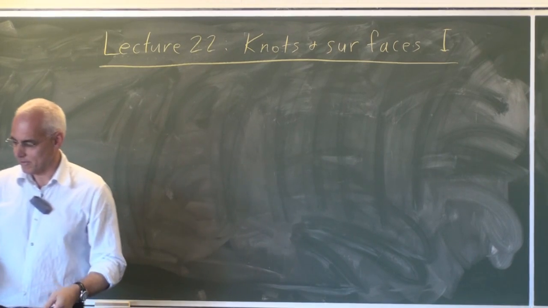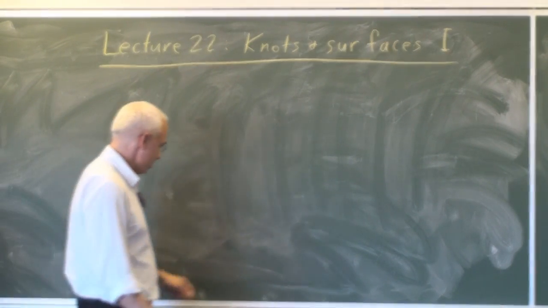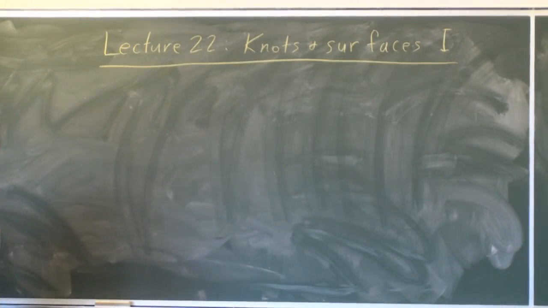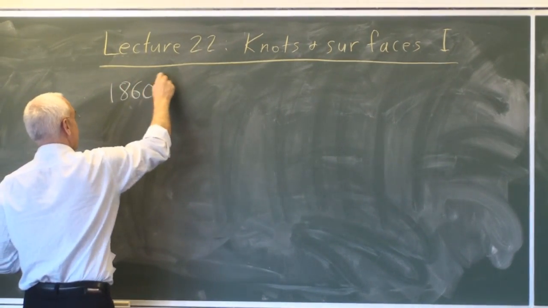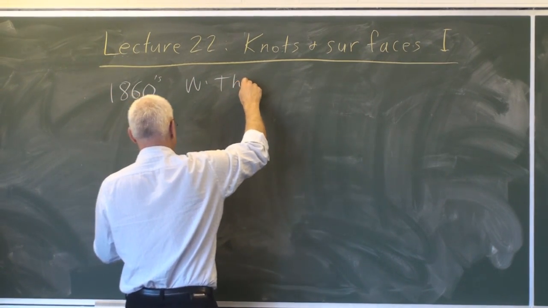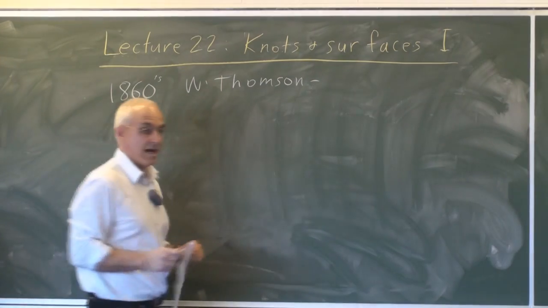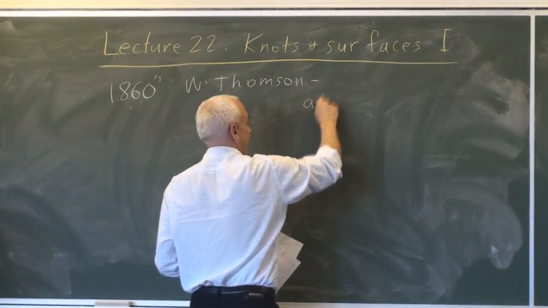So this theory entered mathematics in the 19th century, and it was a physicist, perhaps, who introduced it first. So in the 1860s, William Thomson, who otherwise later became known as Lord Kelvin, famous physicist, introduced the idea that atoms might be knots.